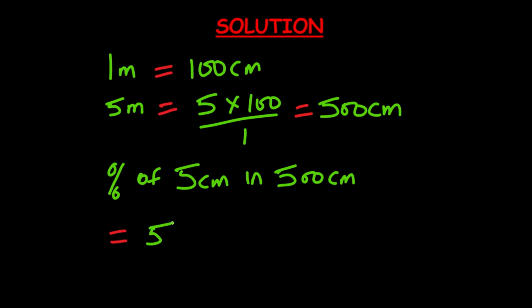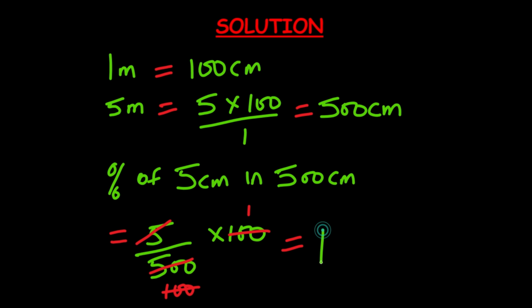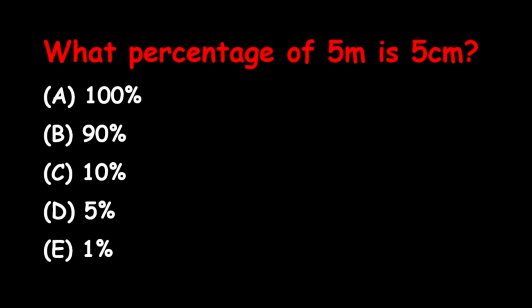Equals 5 divided by 500, times 100. 5 divided by 500 gives 100. 100 divided by 100 gives 1. Equals 1%. Therefore, 5 centimeters is 1% of 5 meters. The correct answer is E.